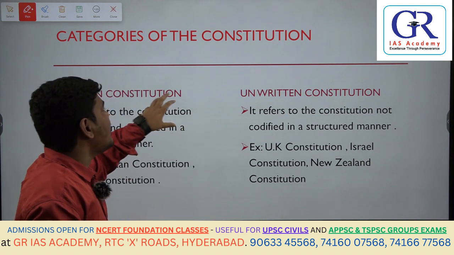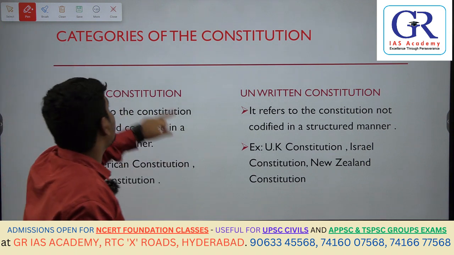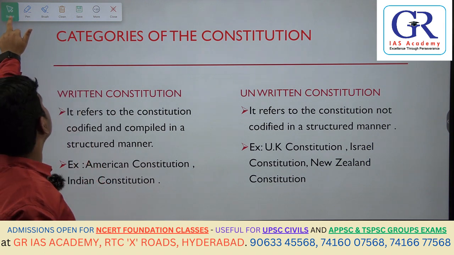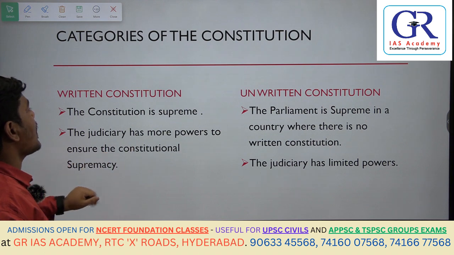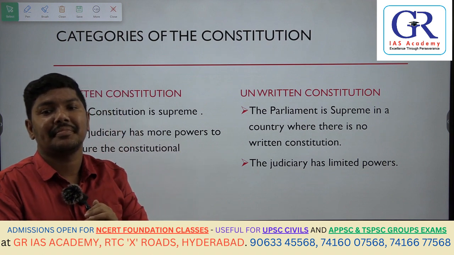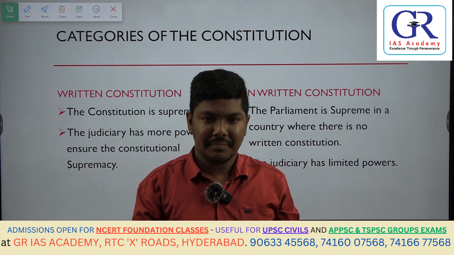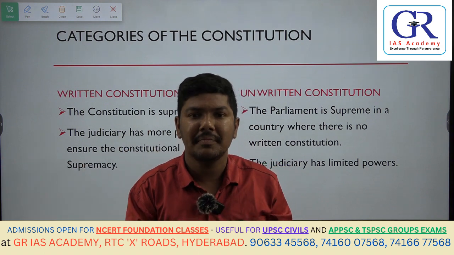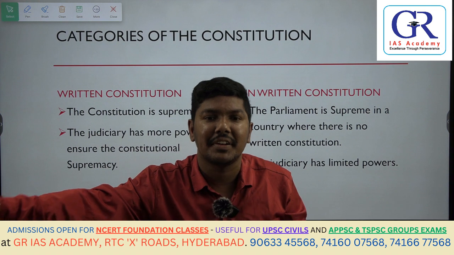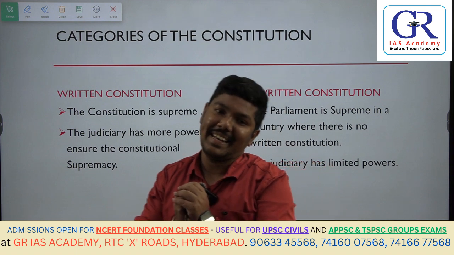Now the question comes: what are the characteristics of a written Constitution and of an unwritten Constitution? This is something we need to be thorough with. In a written Constitution, who is supreme? In our country, who is supreme? Is the executive order supreme? Is legislation supreme? Is the judgment of the Supreme Court supreme? Or the fourth option, the Constitution of India? Who is supreme in our country? The Constitution of India is supreme.